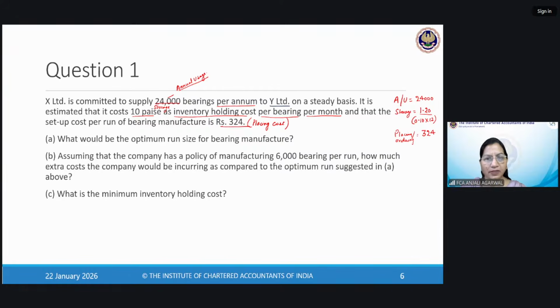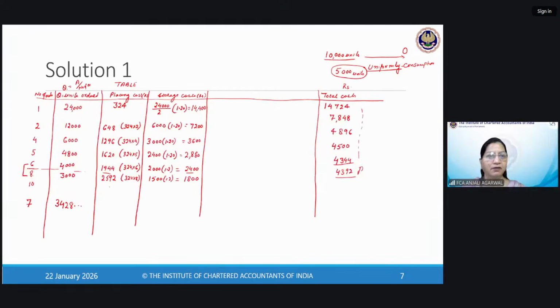So let's start doing this, increasing the number of orders gradually. So if I had placed only one order and my annual usage is 24,000 units, I would order the entire 24,000 units in one go, right? Decimal round off is compulsory here. At least, you cannot order half a unit, right?